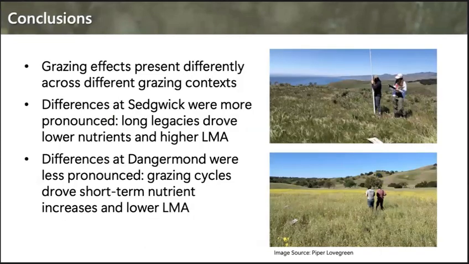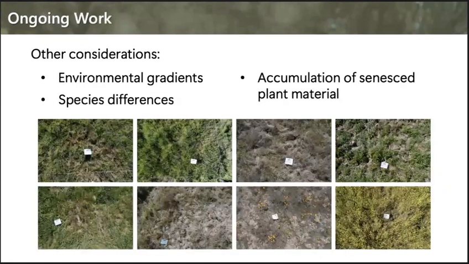So ultimately what I found is that the grazing effects really depended on the context of the grazing itself. So we see these really pronounced differences at Sedgwick, where again, we have a very long-term consistent history for these different pastures, versus at Dangermond, where there were still differences. They were maybe less pronounced and they were maybe more short-term. So these grazing cycles could drive short-term increases in nutrients or cause that lower leaf mass per area like we saw.